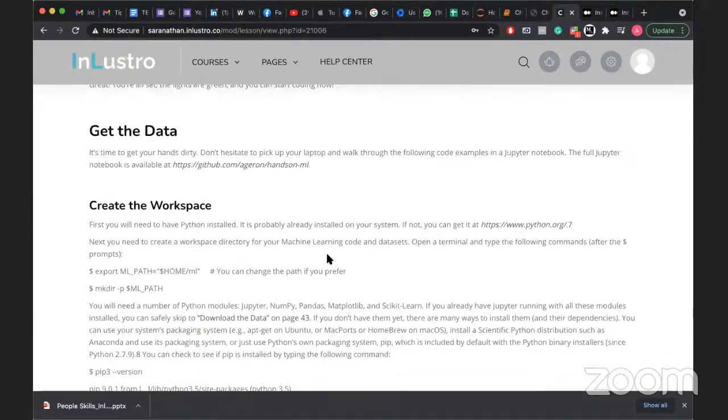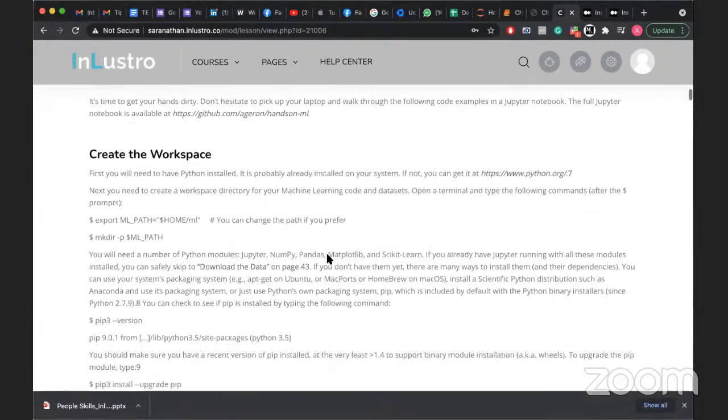Moving on. How do you get the data? So here we're going to get the data from the particular GitHub link. One second, I'll just give you the data link.